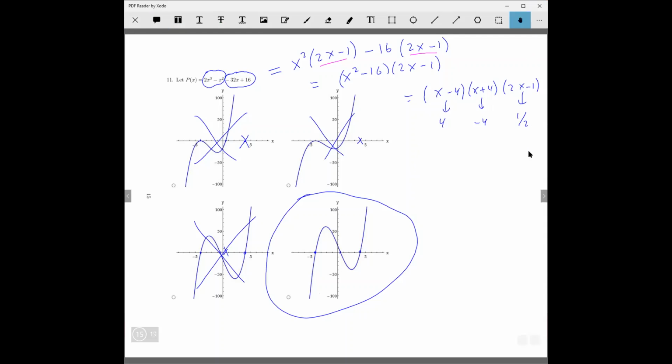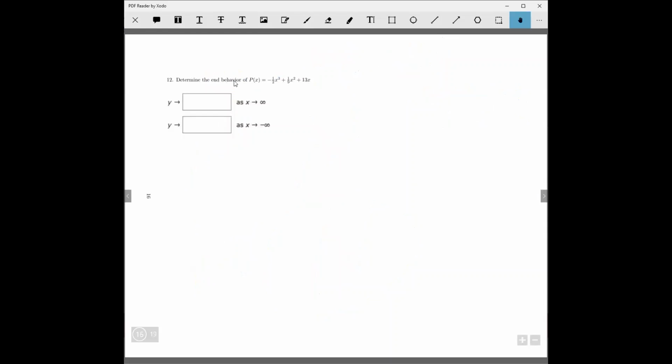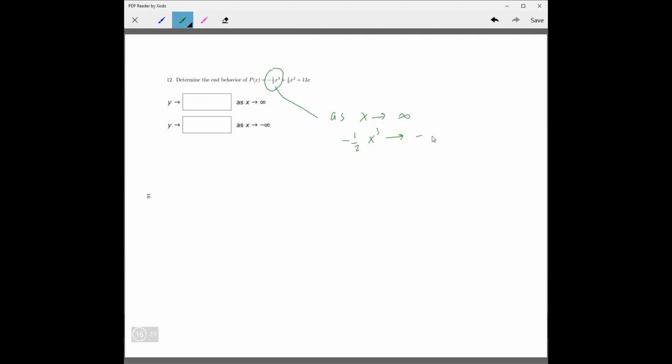Okay, number 12. Determine the end behavior. So again, this is the highest order term. As x goes to infinity, -1/2 x to the 3rd is going to go to -infinity, being that this is positive and this is negative, so it's negative. And that's as you go to the right. And so this is -infinity.